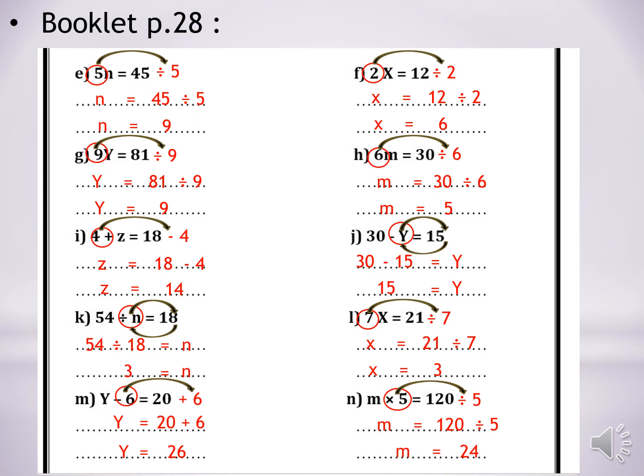In letter N, m times 5 equals 120. Circle the number, take it to the other side with the opposite sign. So it will be divided by 5. So m equals 120 divided by 5. 120 divided by 5 equals 24.